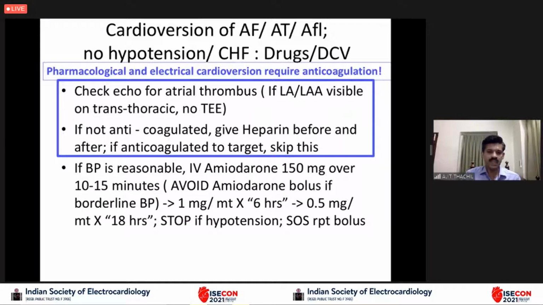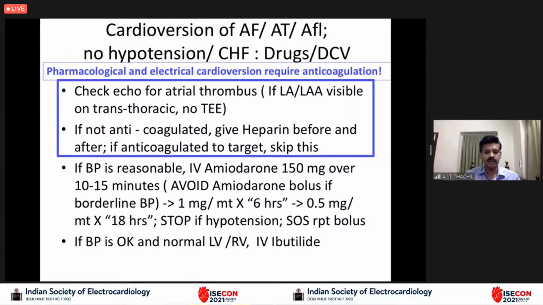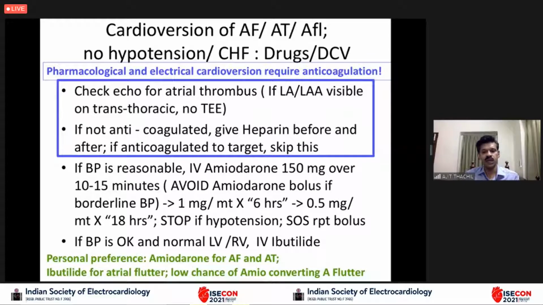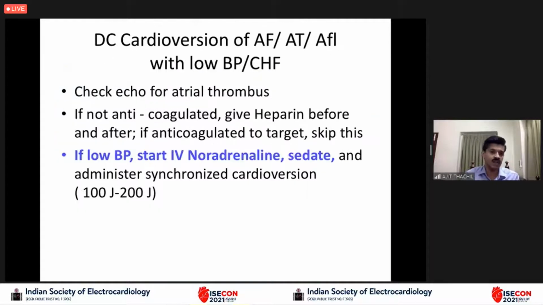If the BP is reasonable, it is okay to give amiodarone. But if the BP is low or borderline, please do not give the amiodarone bolus. If you want, you can give the amiodarone infusion, but please do not give the bolus if the BP is borderline. If the BP is perfectly okay and the LV and RV function are normal, Ibutilide may be given. Personally, I found that amiodarone works better for atrial fibrillation and atrial tachycardia, and Ibutilide is superior to amiodarone in cases of atrial flutter, especially if it's a typical atrial flutter.